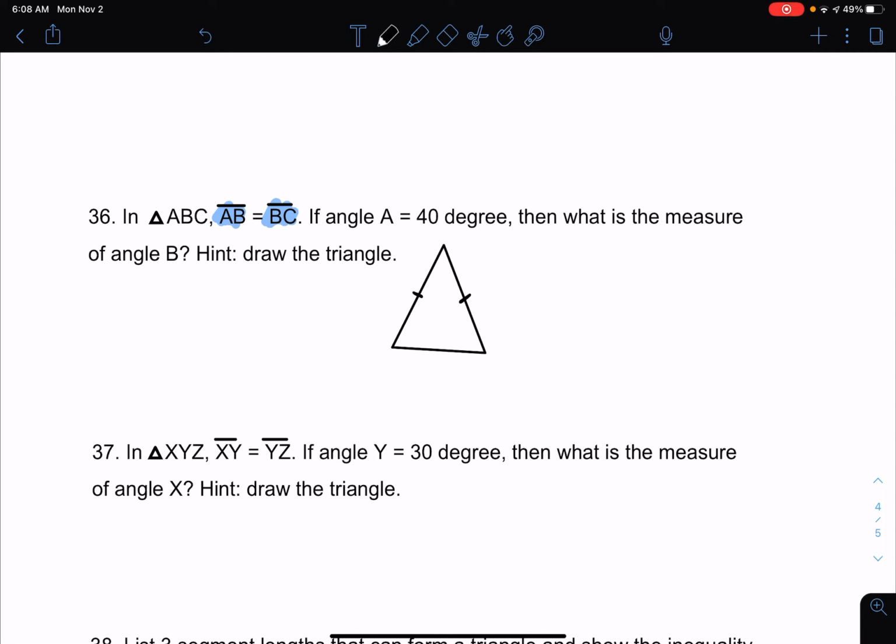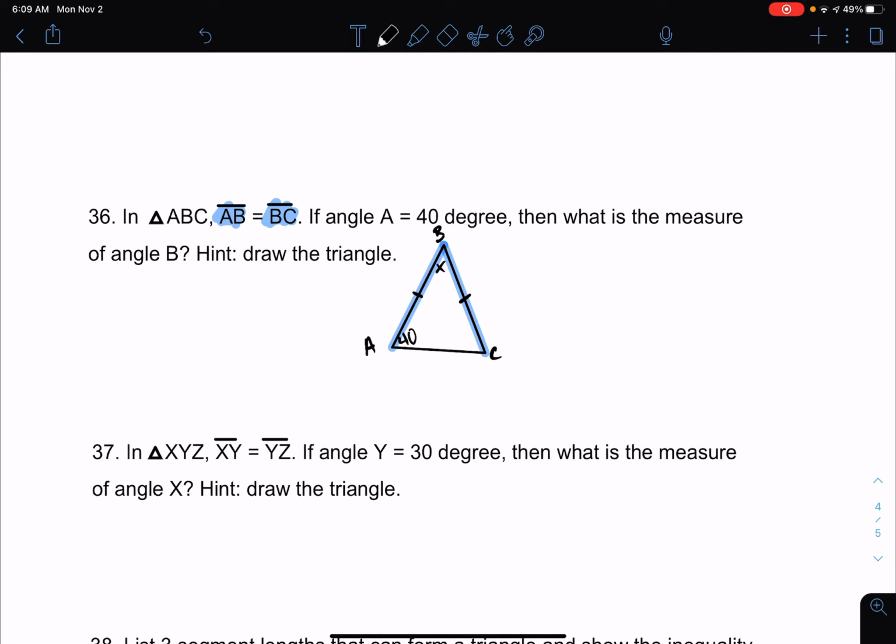All right, so ABC. And we have to see if this actually makes sense. So it says that AB is equal to BC. So AB is equal to BC. Okay, so that is true. My triangle does make sense. Okay, so if angle A is 40 degrees, so angle A is 40, then what is the measure of angle B? So we need to find angle B.